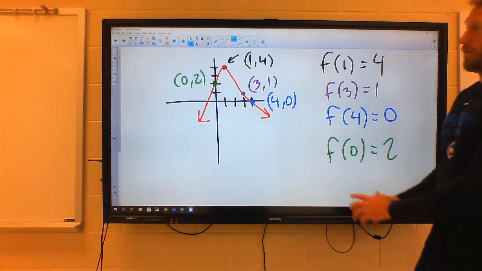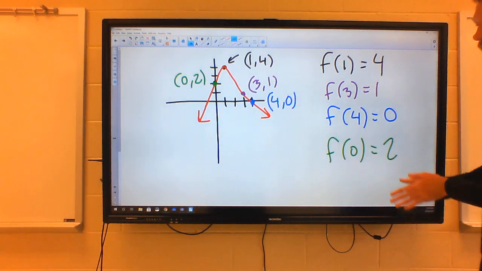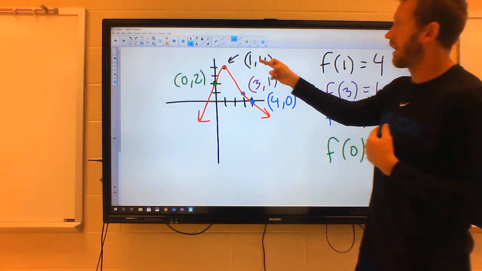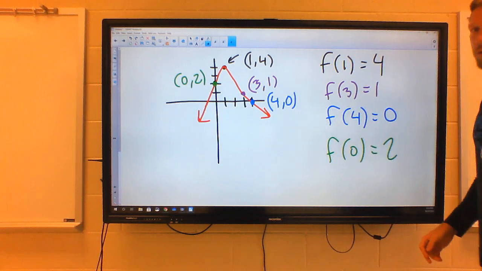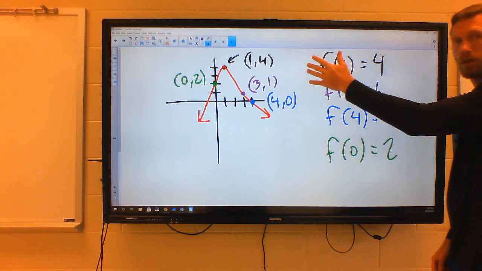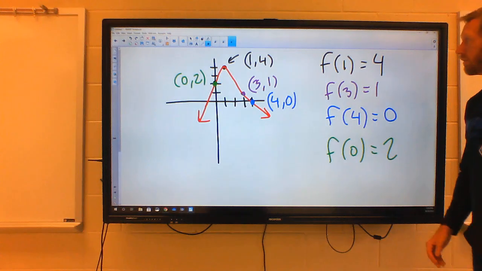Right, so these are all of our coordinates. This is me writing them in function notation. Pause it if you need to. I tried to color coordinate this. I don't know if you can see the colors that well on the board.